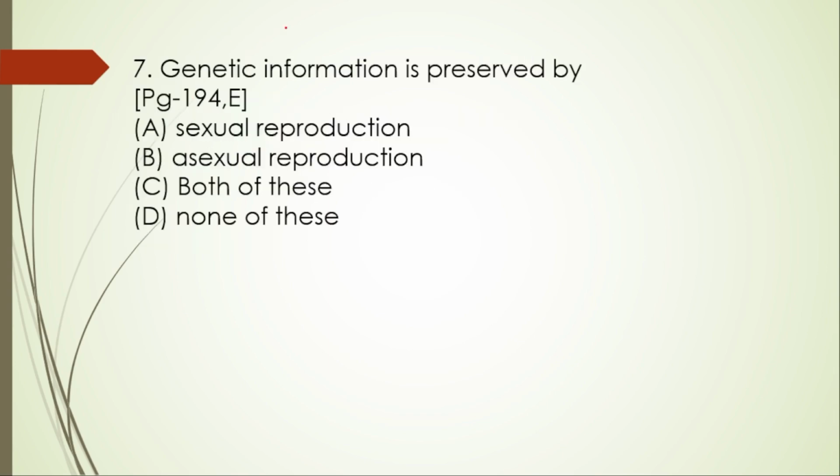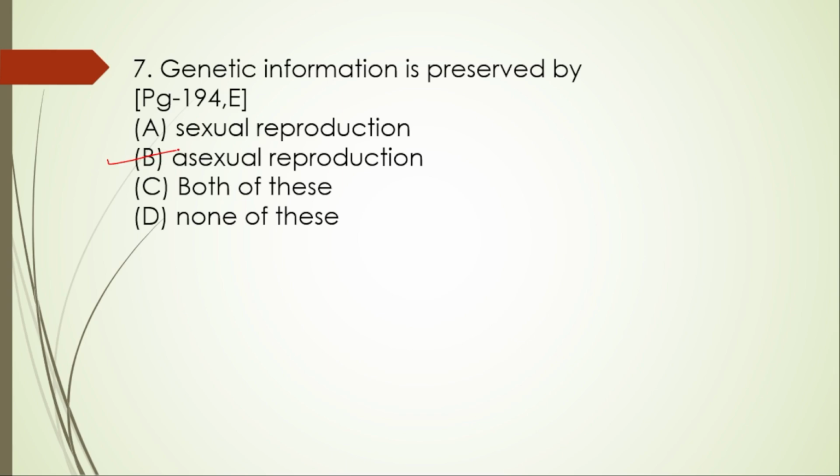Seventh question it is. Genetic information is preserved by A, sexual reproduction, B, asexual reproduction, C, both of these, and D, none of these. So here the right option is option B, asexual reproduction, because this process involves a single parent and doesn't involve the fusion of gametes. As a result, what happens? The offspring are genetically identical to the parent, isn't it? We can call them clones, isn't it? Effectively preserving the genetic information without any kind of changes.